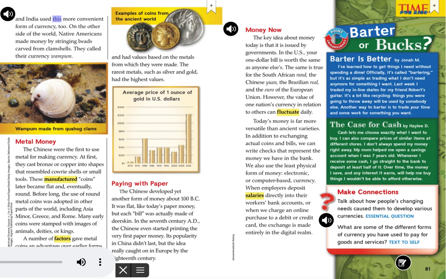and India used this more convenient form of currency too. On the other side of the world, Native Americans made money by stringing beads carved from clamshells. They called their currency wampum.